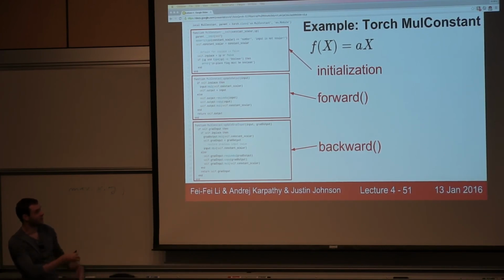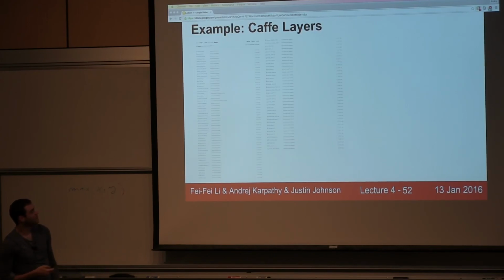So that's one of the hundreds of layers that are in Torch. We can also look at examples in Caffe. Caffe is also a deep learning framework specifically for images that you might be working with. Again, if you go into the layers directory in GitHub, you just see all these layers. All of them implement the forward-backward API.